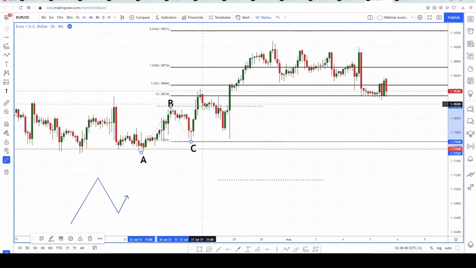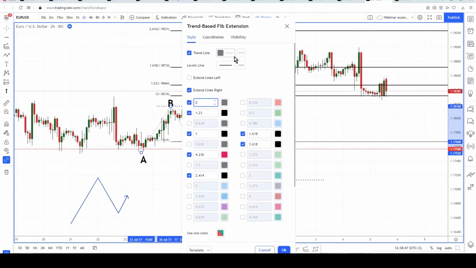So yeah, this is a tool that you can use, and this is available in MT4 also. I'm using TradingView here because it's a better tool for presentations in webinars. But here you can choose different levels.